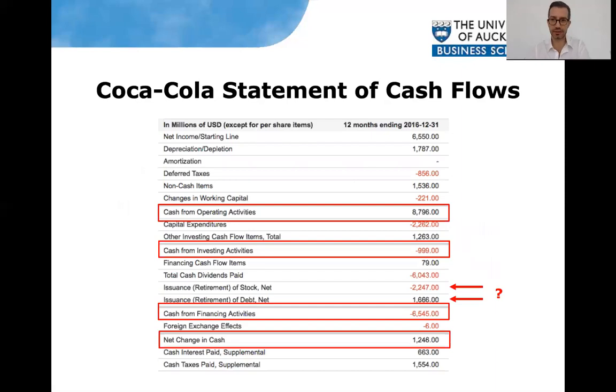So let's look at the Coca-Cola example again. So this is a cash flow for 12 months from 1st of January 2016 to the 31st of January 2016. In this case, you can see that the official statement starts from the net income. So these are the profits that the company has generated. These are the same that you would have found in the income statement. To this number, they are adding and deducting certain items that are not cash related.